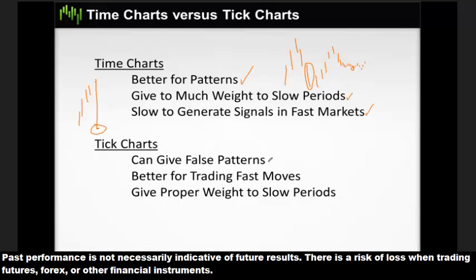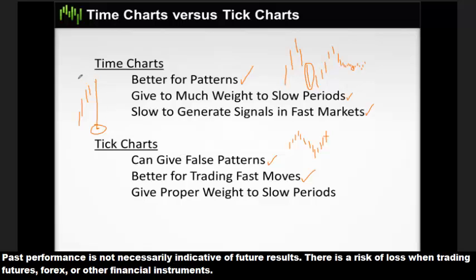Tick charts can give false patterns. That's a negative for tick charts. For example, every 500 ticks or 2,500 ticks, tick bars generate bars, and they tend to be fairly similar in size. They don't deviate as much in terms of the height of the bars versus time charts. So if you see a doji on a tick chart, I don't give it quite as much weighting as I would on a time chart. Okay, so just be aware of that. Tick charts can be better for trading fast movement.